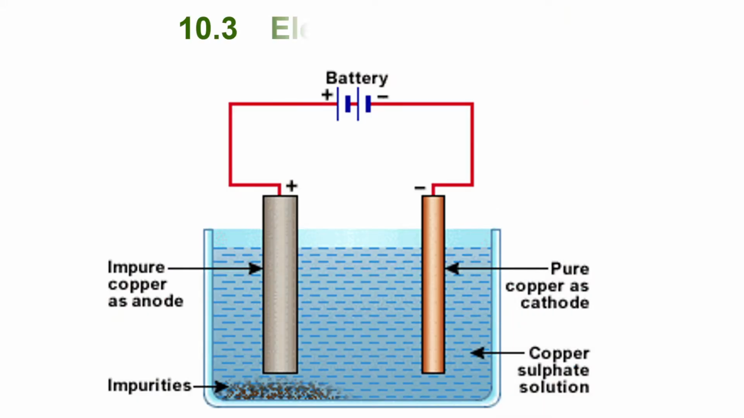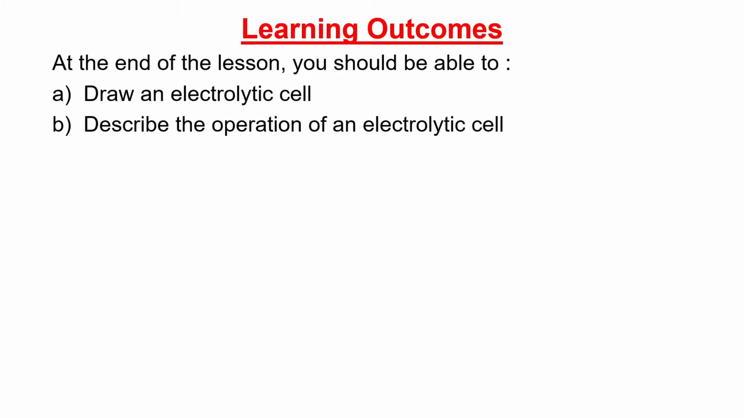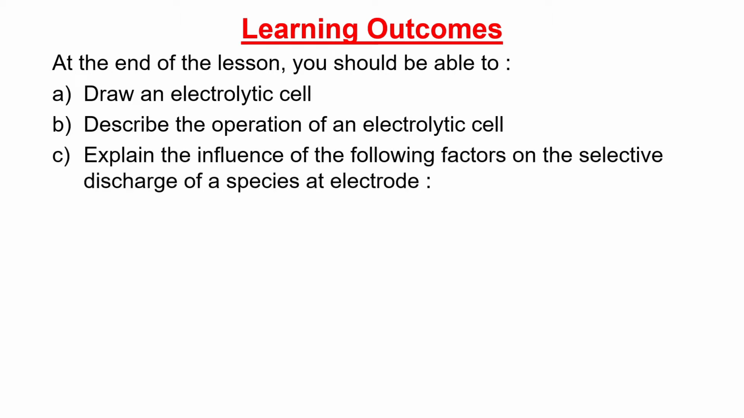Okay, this is the arrangement for an electrolytic cell. So an electrolytic cell is actually a cell consisting of two electrodes. So we have electrode 1 and 2, which are anode and cathode, immersed in electrolyte to carry out electrolysis. So in electrolysis, a direct electric current, okay, so we have current from a battery, is passed through the electrolyte from the external source. So for the learning outcome in this subtopic, we are going to draw an electrolytic cell.